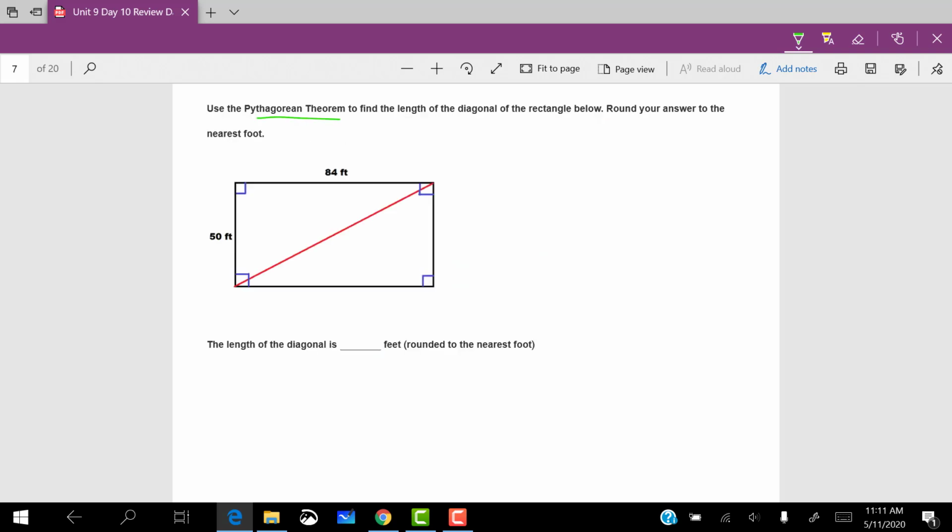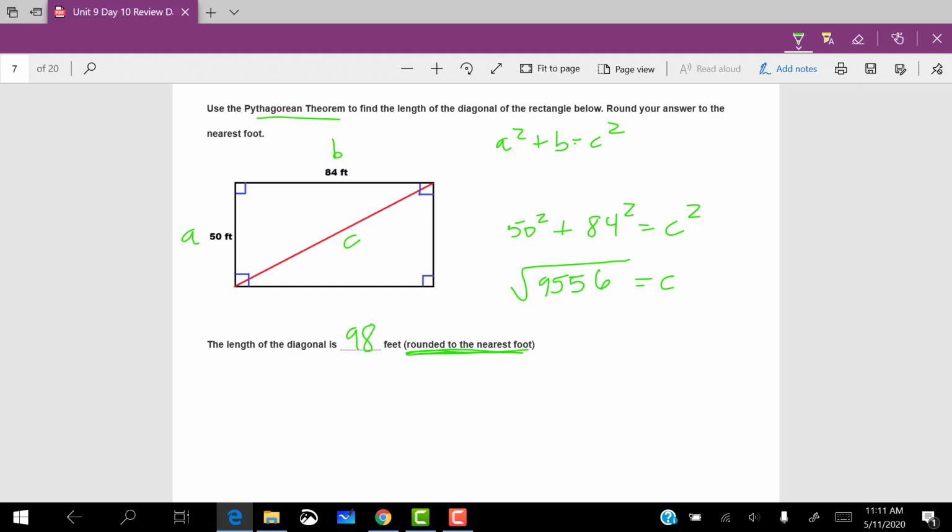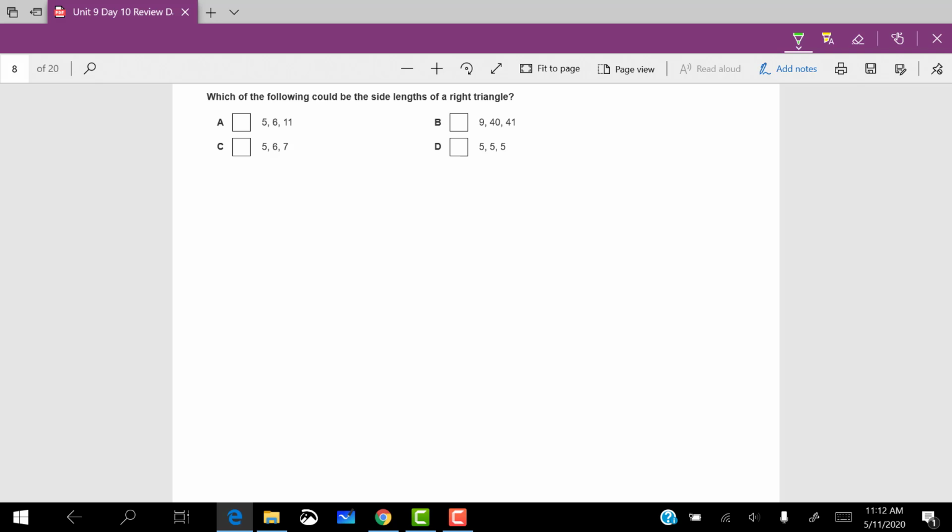All right, Pythagorean theorem. So a squared plus b squared equals c squared. I'll let that be my a, that be my b, and that be my c. If you did a and b the other order, that's fine, as long as you got the diagonal being c. Okay, this says rounded to the nearest whole foot, so I need to make sure I do that. 98 feet.